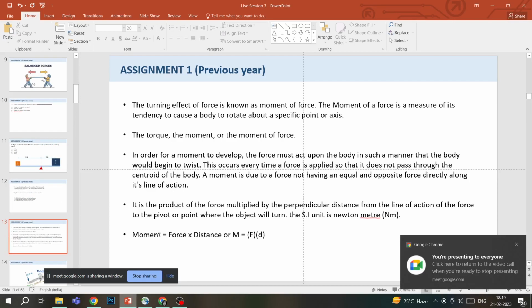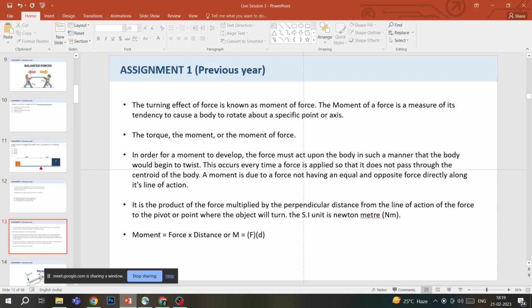Because we have discussed force, now we'll talk about moment. So what exactly is moment? Moment is basically the turning effect of force. Moment of force is a measure of its tendency to cause a body to rotate about a specific point or axis. Basically there is a point and a line of axis, and you put force on this point and make the object turn about this specific point. This is called moment. It is also called torque, moment of force, or moment. These are the three terms we use for it.